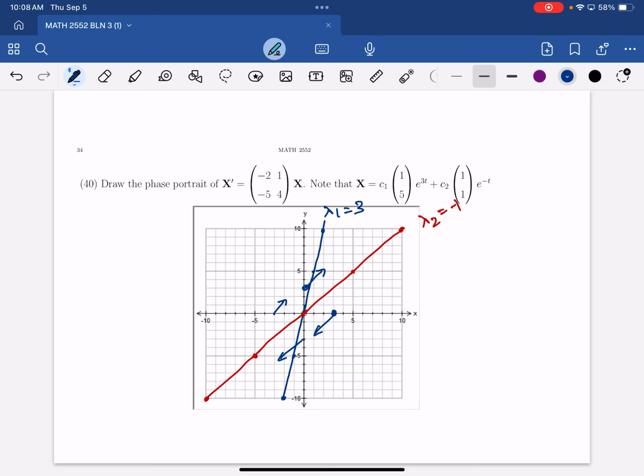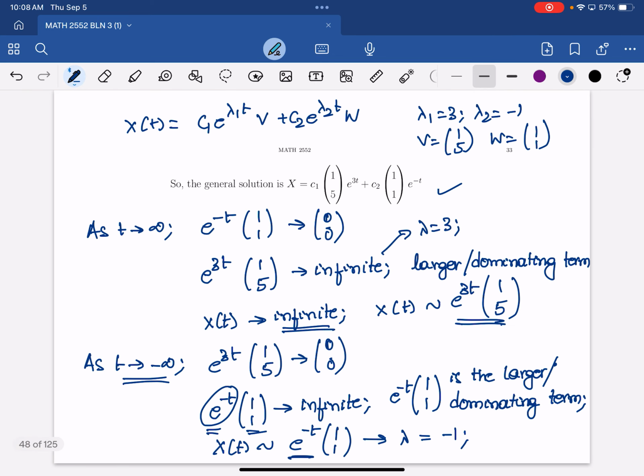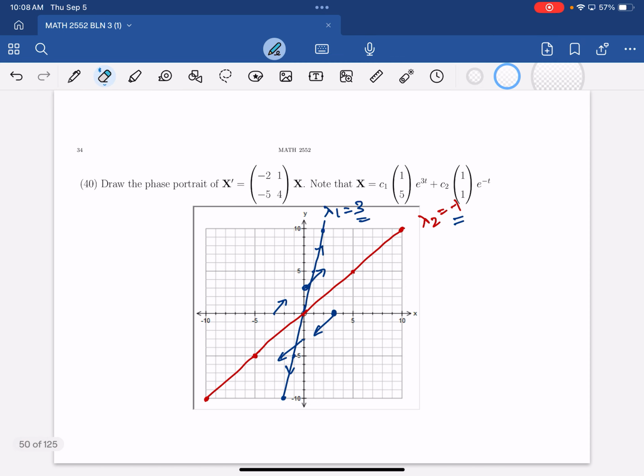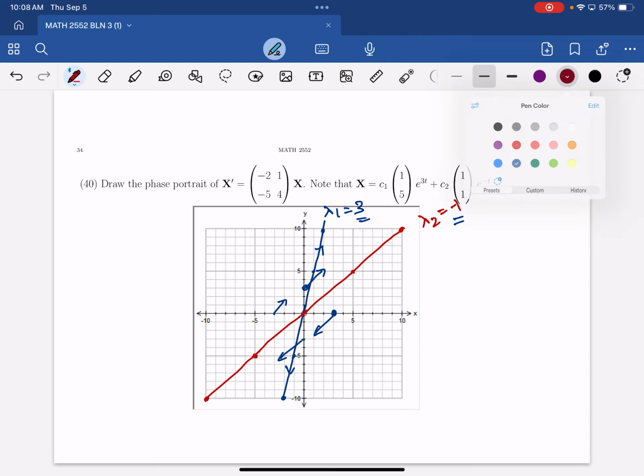Yes or no? Now, because the eigenvalue is 3, that means as t goes to infinity, you are going away from the origin. That's why the arrows are indicated outbound. That's why I'm drawing an outbound arrow. And here the eigenvalues are negative. You see in the previous one, as t goes to infinity, e to the negative t goes to 0. And that's why they are inbound. I'm drawing an inbound arrow here, right? Is that clear? Are you all good with that?